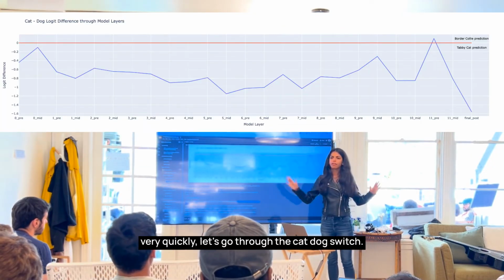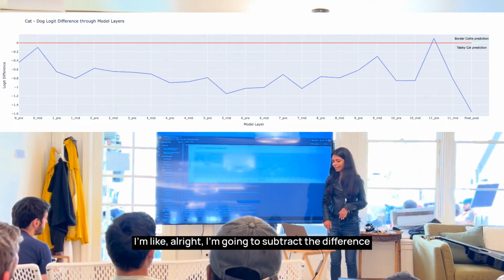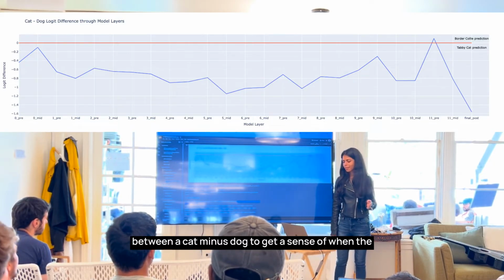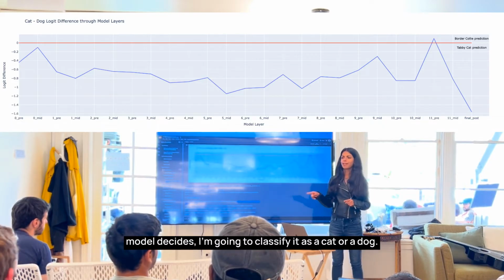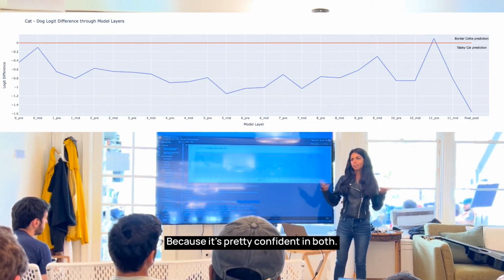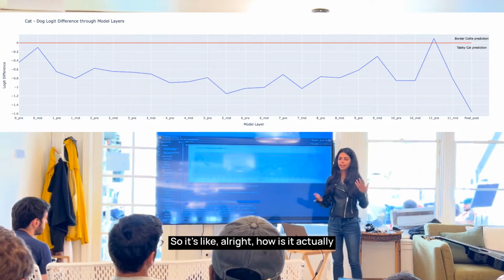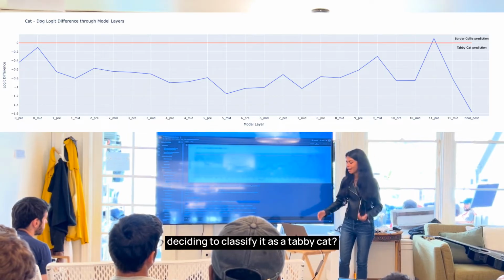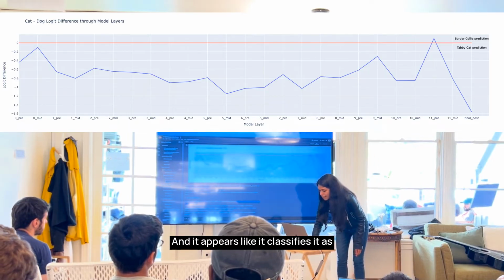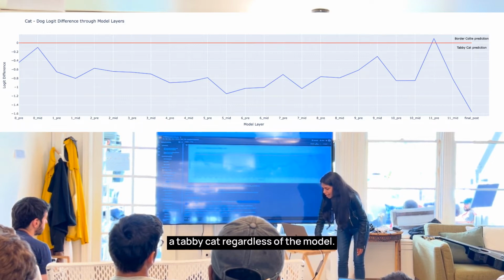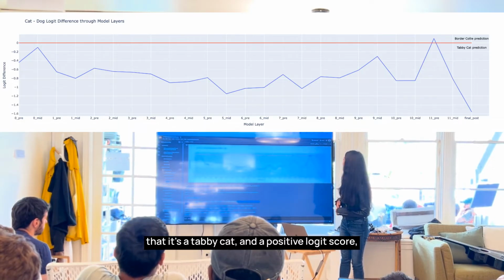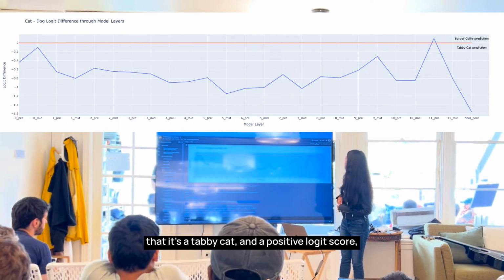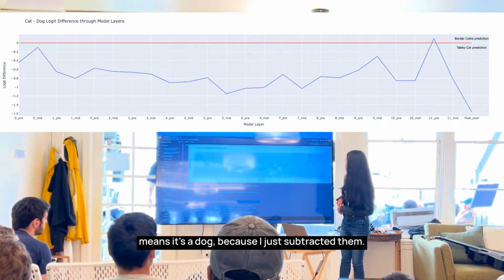Very quickly, let's go through the cat-dog switch. I'm going to subtract the difference between cat minus dog to get a sense of when the model decides to classify it as a cat or a dog, because it's pretty confident in both. So how is it actually deciding to classify it as a tabby cat? And it appears it classifies it as a tabby cat throughout most of the model. Down here, a negative Logit score means that it's a tabby cat, and a positive Logit score means it's a dog, because I just subtracted them.